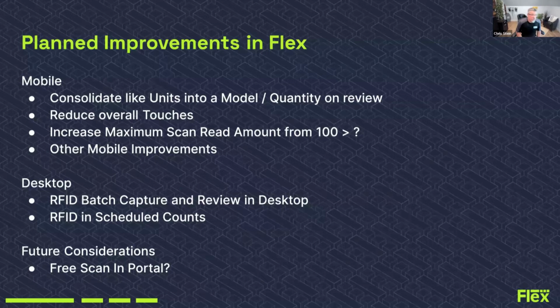So other areas that we're looking to improve on: when we were doing the review, we were showing each serialized item. We are going to be improving that in the mobile app by adding a consolidated line with how many quantities. It'll be easier to review those and have 4 line items with multiple quantities for each line item instead of having to count that up. We're going to be working on really reducing some of the overall touches. We're also going to be increasing the scan read rate. Right now, we have that capped at 100.